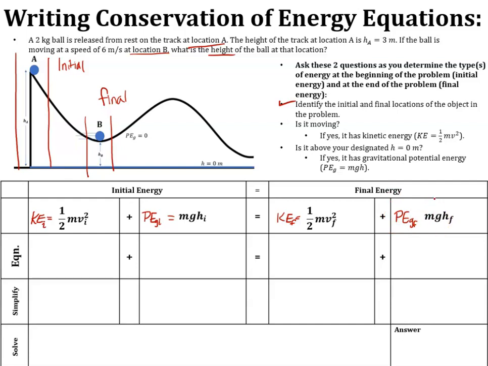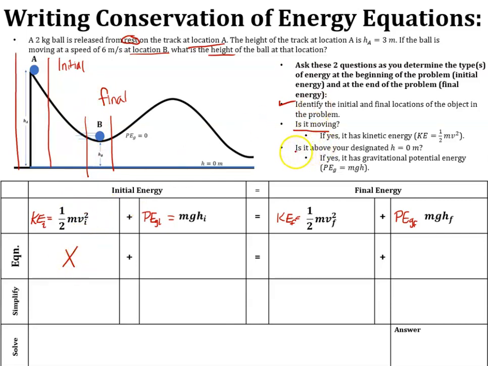So what we're doing is looking at which of these we have available for initial and final. The first question is: is it moving? In the initial portion, is it moving? Well, it says the ball is released from rest. That means that it is not moving, which means it does not have kinetic energy.